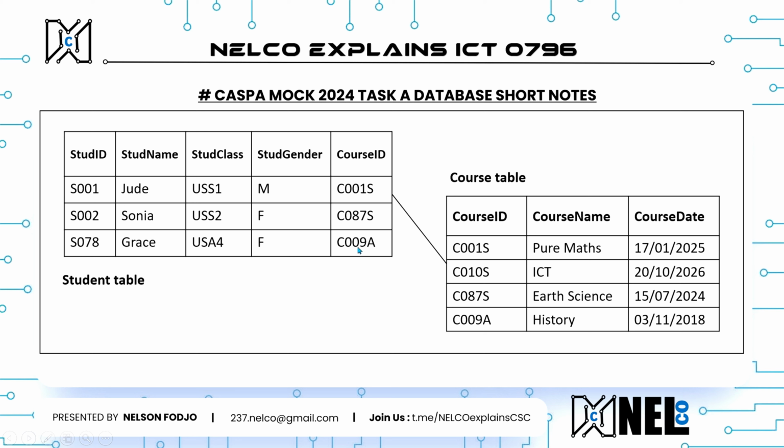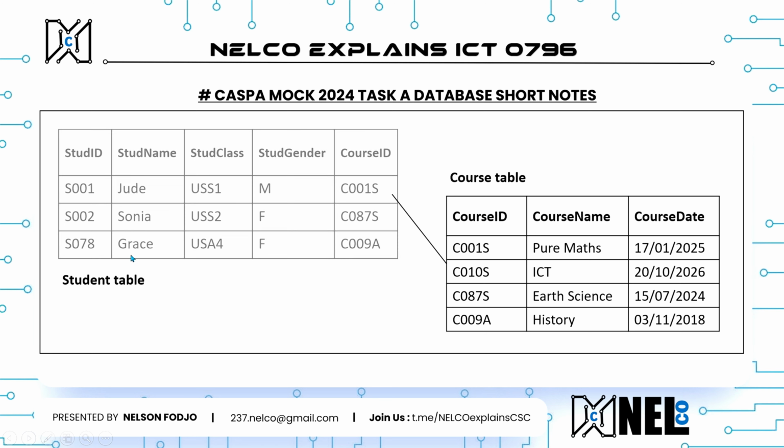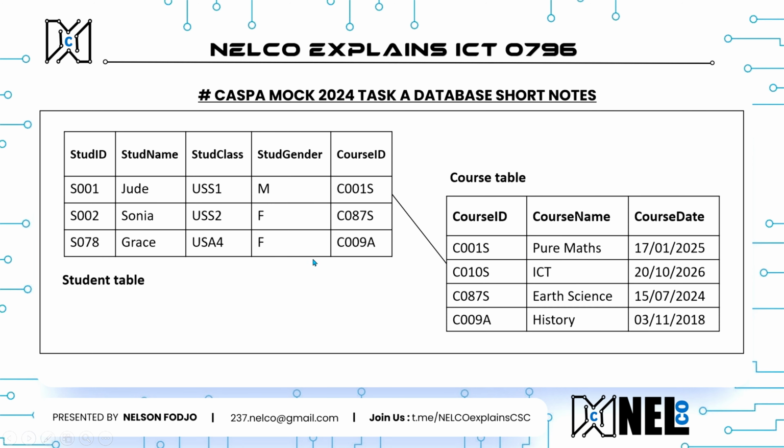So we have our database, two tables, the student table and the course table. The student table has as field names student ID, student name, student class, student gender, course ID. The course table has as attributes course ID, course name, and course date. So these are the few names and they are the attributes of each table.